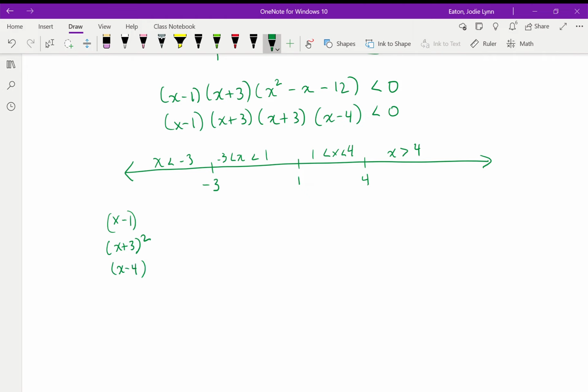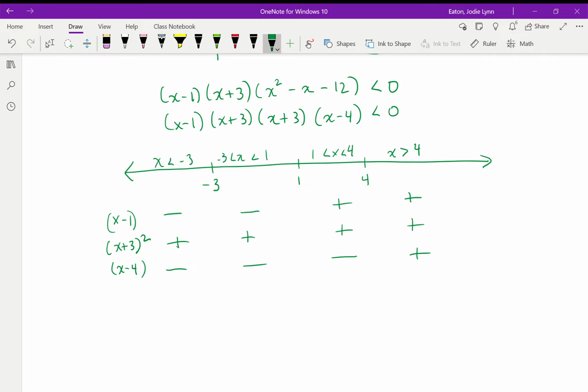Okay, so x minus 1 is going to be negative until we hit 1, when it starts being positive. x plus 3 squared is going to be positive the whole way through. And x minus 4 is going to be negative, negative, still negative here, and then changes to being positive when we hit x greater than 4.